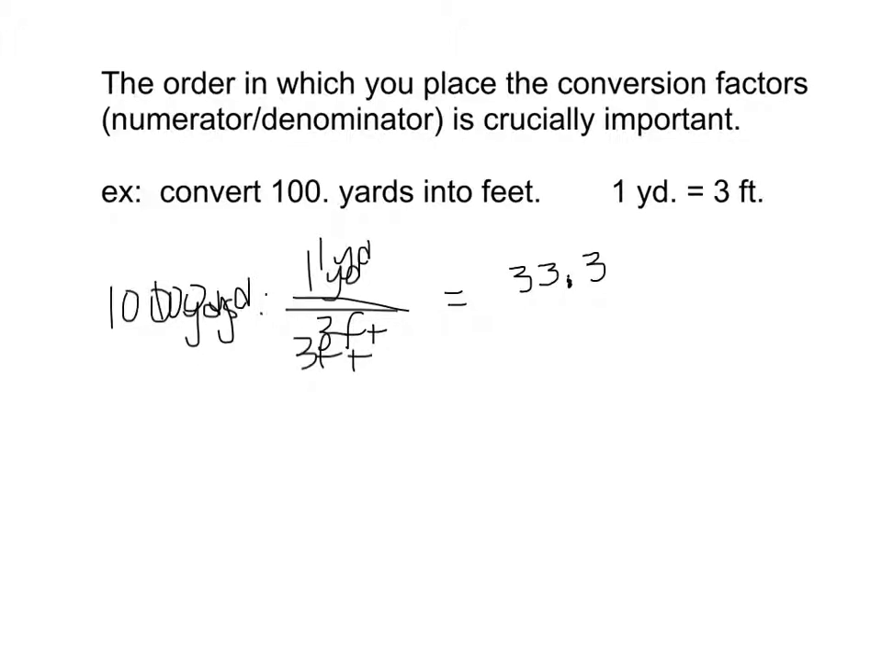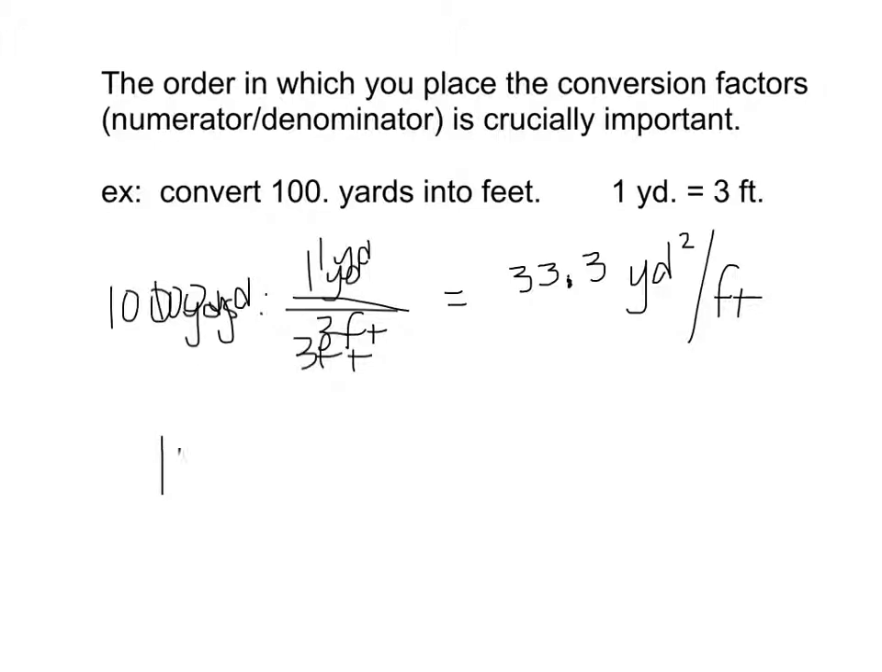Because a yard times a yard would be a square yard, and then per foot. Those units are even nonsensical, so that's another indication that you haven't done it correctly: you come up with weird units, square yards per foot. Nobody knows what that is. Okay, let's look at the next one.